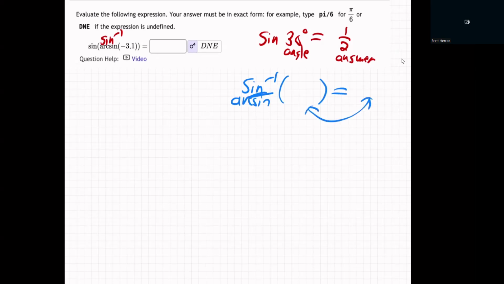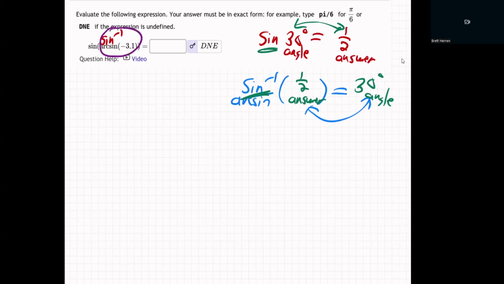They switch inputs and outputs. So that means this is going to be the answer, and this is going to be the angle. For example, if I put in a half, it would give me back 30 degrees. It would just reverse the normal sine. So inverse sine is a reverse of normal sine. No surprise. Okay, so what?